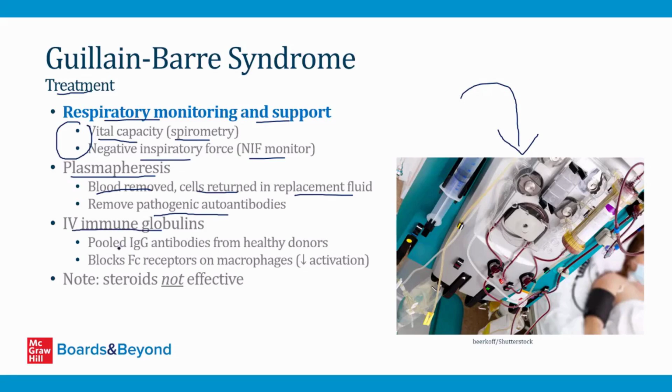The other therapy for Guillain-Barré is IV immunoglobulins, or IVIG. This therapy involves pooled IgG antibodies from healthy donors, and you infuse these into the patient's bloodstream. And what the IgG antibodies from healthy donors do is they block Fc receptors on macrophages, and this prevents macrophages from becoming activated. In other words, it decreases the activation of macrophages and it dials down the autoimmune response that's causing Guillain-Barré syndrome. And then finally, just an important note, steroids have been studied and they are not effective in Guillain-Barré syndrome, so if you see this in a board question, this is likely a wrong answer.